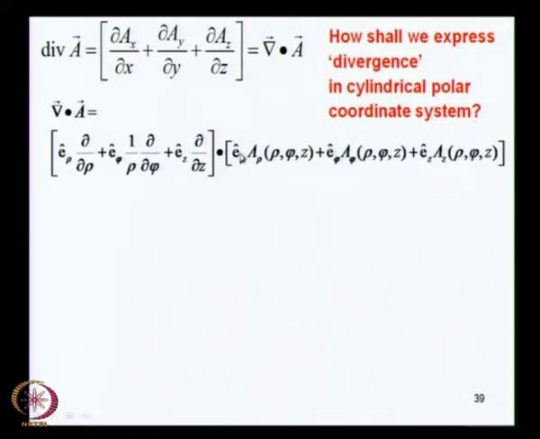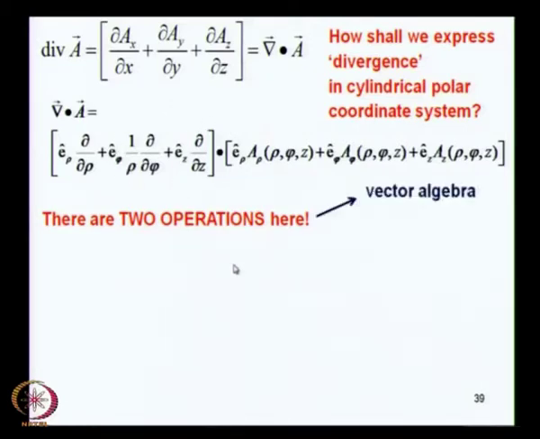Now, we have not learned how to get the divergence in the cylindrical polar coordinate system. All we have done is write it. But what we have in front of us are two operations. In what we have written here, there are two operations involved. One is vector algebra, because there is a dot sitting over here. The other operation is calculus, because we also have to take derivatives.